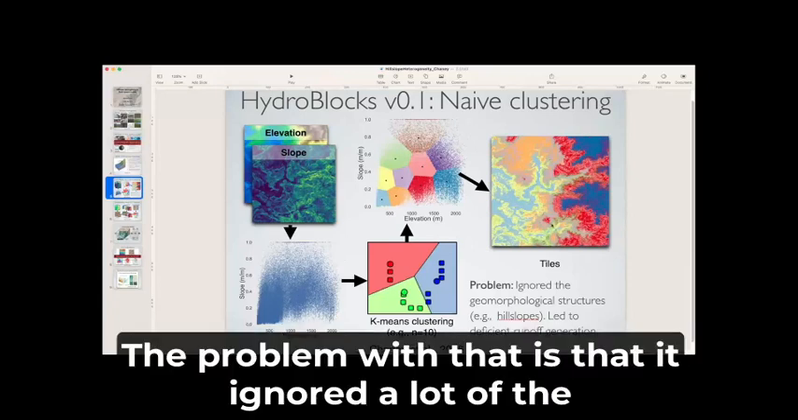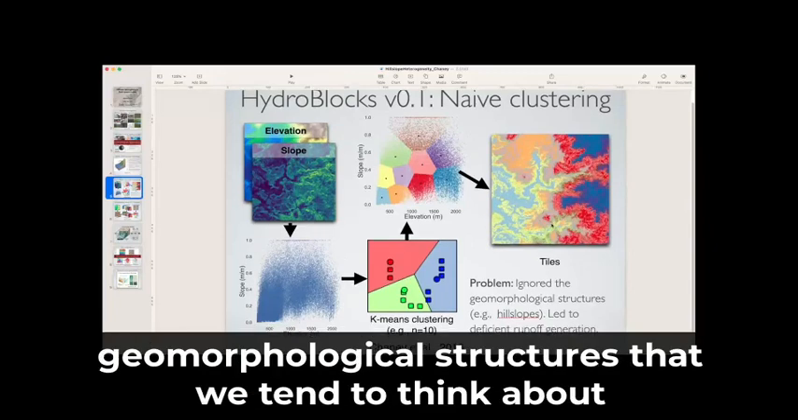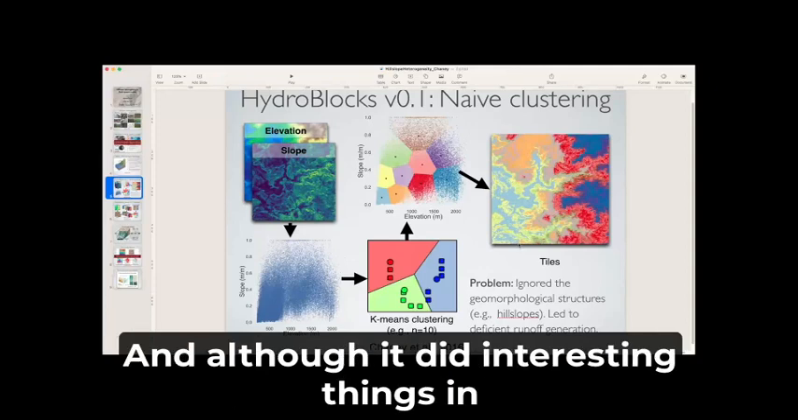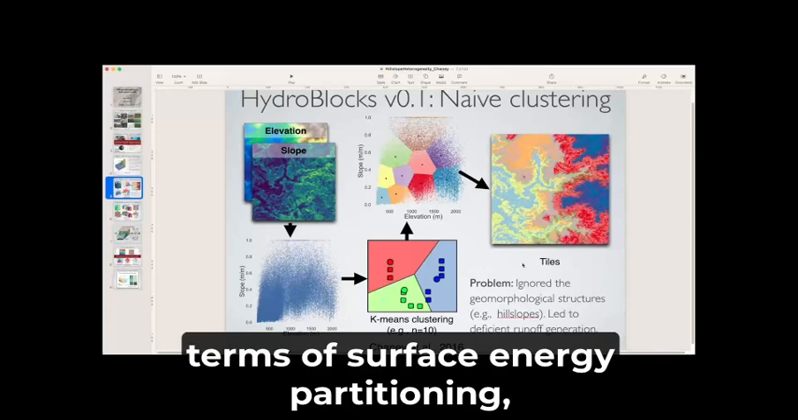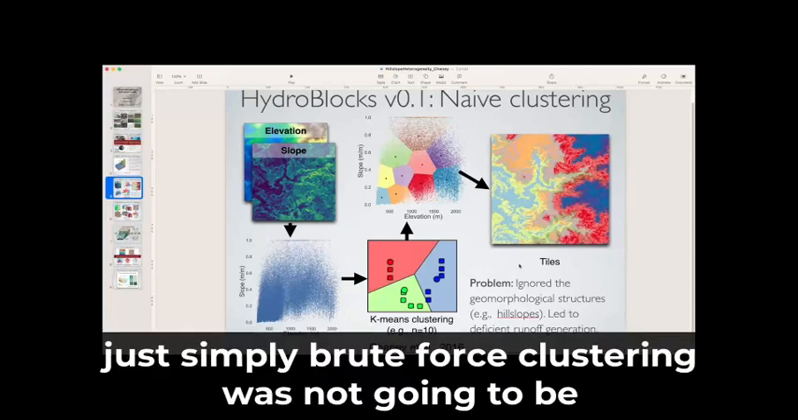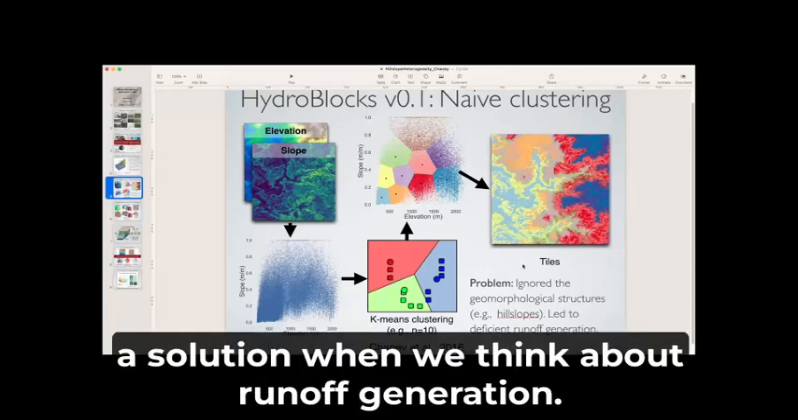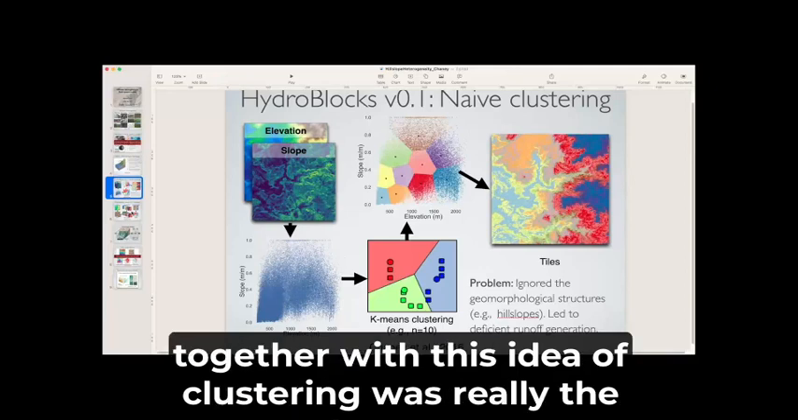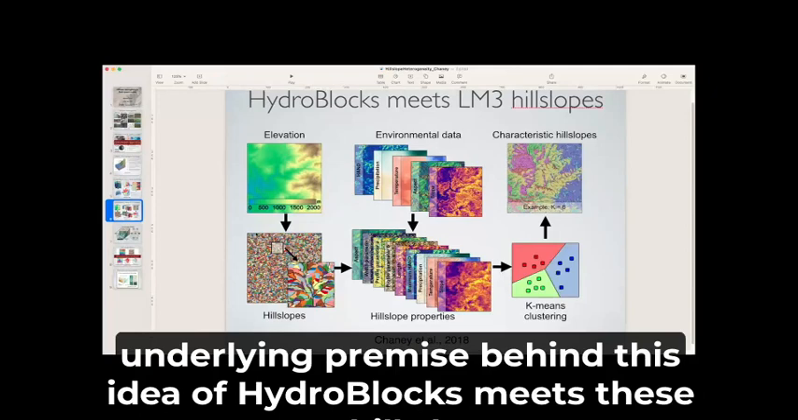The problem with that is that it ignored a lot of the geomorphological structures that we tend to think matter a lot in hydrology, for example, hill slopes. And although it did interesting things in terms of surface energy partitioning, simply brute force clustering was not going to be a solution when we think about runoff generation. And so bringing the ideas of LM3 characteristic hill slopes together with this idea of clustering was really the underlying premise behind HydroBlocks meets these LM3 hill slopes.